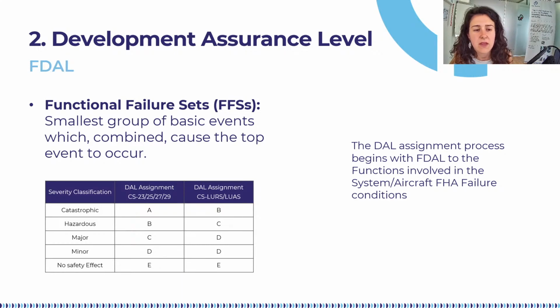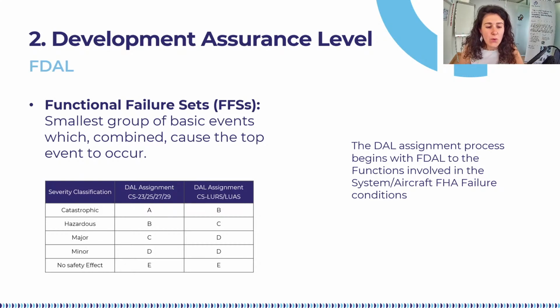Okay, some definitions that you need to know before we start. So a functional failure set, what is that? It is the smallest group of basic events which combined cause the top event to occur. So if you have two functions, to fail the top function, you need maybe two functions to fail. Because these two will be a functional failure set. You will see later, don't worry.